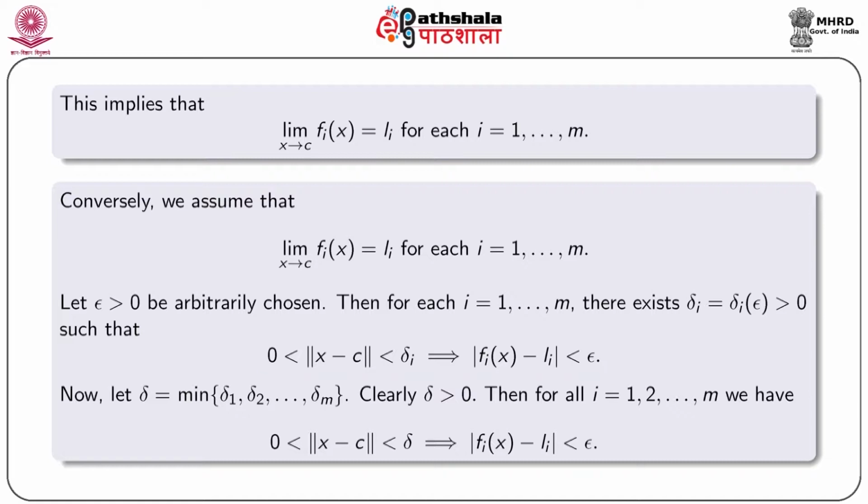Let delta be the minimum of delta 1, delta 2, up to delta m. Clearly, delta is positive and also dependent on epsilon. Then for every i from 1 to m, we have norm of x minus c less than delta but positive implies modulus of f_i(x) minus L_i less than epsilon.